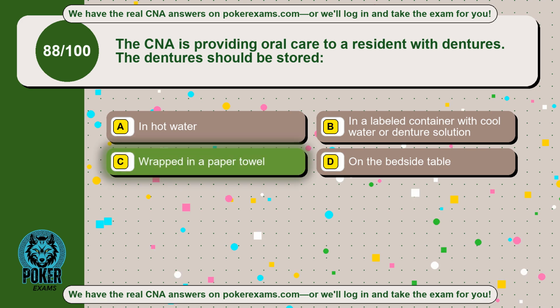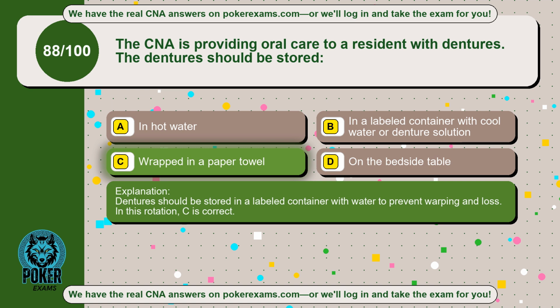The correct answer is option C: wrapped in a paper towel. Dentures should be stored in a labeled container with water to prevent warping and loss. In this rotation, C is correct.